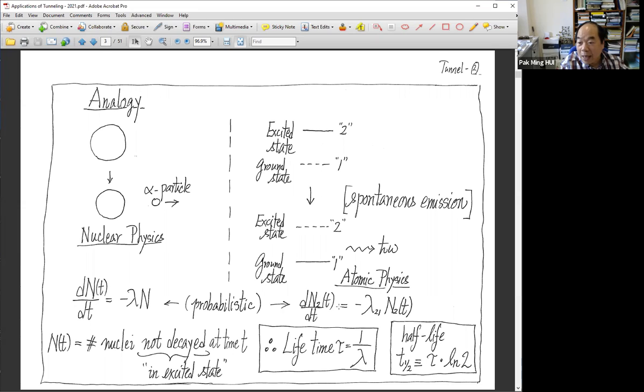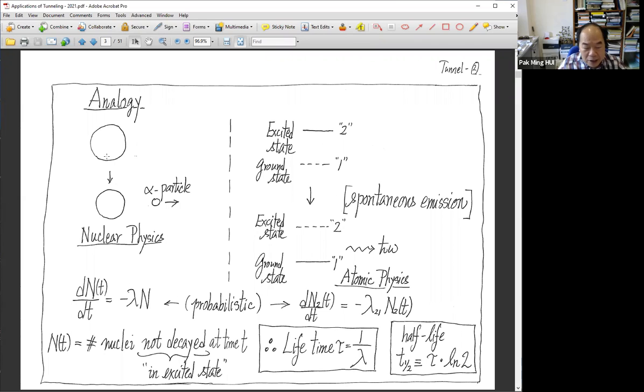Here, there's an analogy about lifetime, okay? Earlier, we talked about lifetime: an excited state emits a photon to go to the ground state, and then the number of atoms in the excited state decays with time. Therefore, there will be an exponential decay in the number in time, and we call this 1 over lambda the lifetime. Okay, we did that. We know how to calculate it.